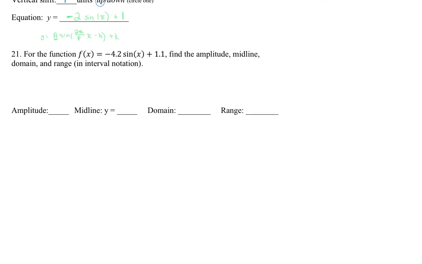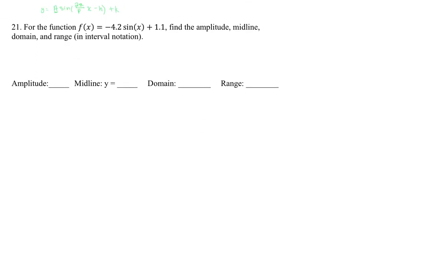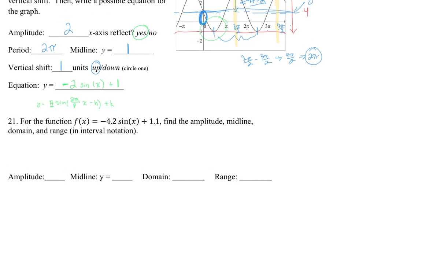Alrighty, now on to number 21. For the function f of x equals negative 4.2 sine x plus 1.1, find the amplitude, midline, domain, and range. So I'm going to scroll back up just so we can talk about what I had written here. Our amplitude is our first number, 4.2. Easy. It looks like we are flipped across the x-axis. So there is a reflection across the x-axis.